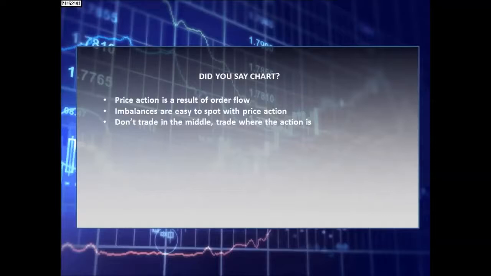Imbalances are easy to spot with price action. Absolutely. If you see a big run up, a huge spike, and price immediately falls down, it was a huge supply area. There is a big imbalance. Market is not in any kind of balance, and price was rejected. But then, if you see it trying again, you have to think there is some force behind it, and you should think what will happen if we go higher. What should happen? Don't trade in the middle, trade where the action is.